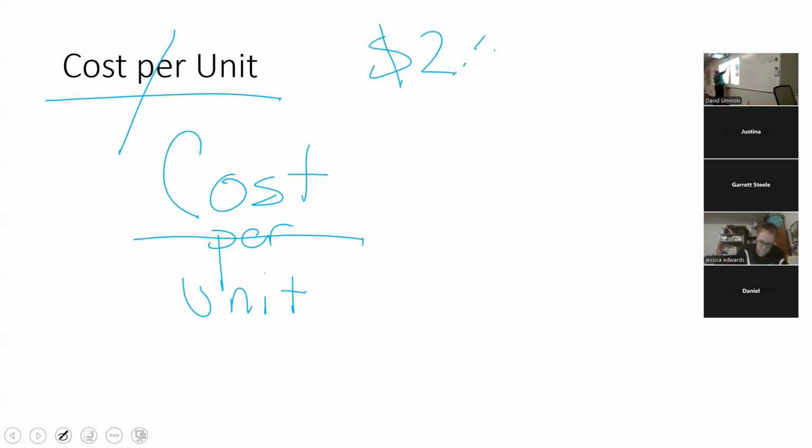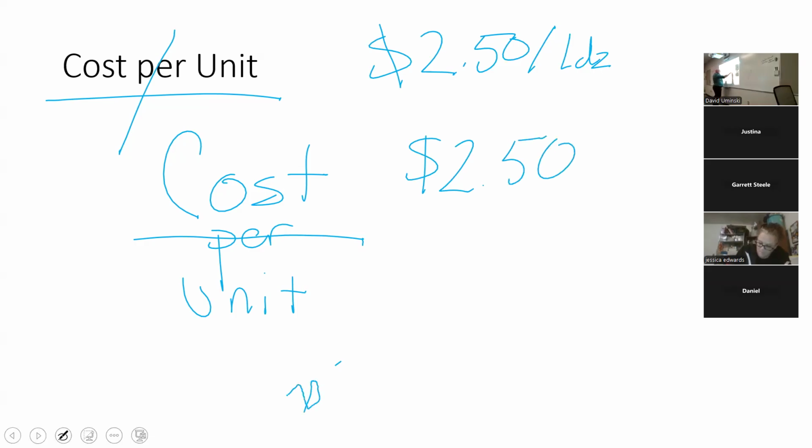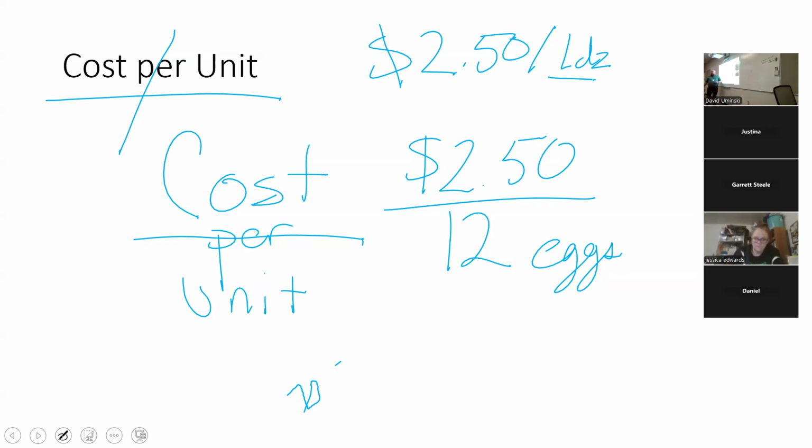So let's say I have $2.50 for 1 dozen eggs. How do I figure out what the cost of one egg is? Cost per unit. I do the cost, 250, and then eggs. What's the equivalent number of eggs in 1 dozen? 12, right? So 250 for 12 eggs. You see how 12 eggs is equal to 1 dozen?